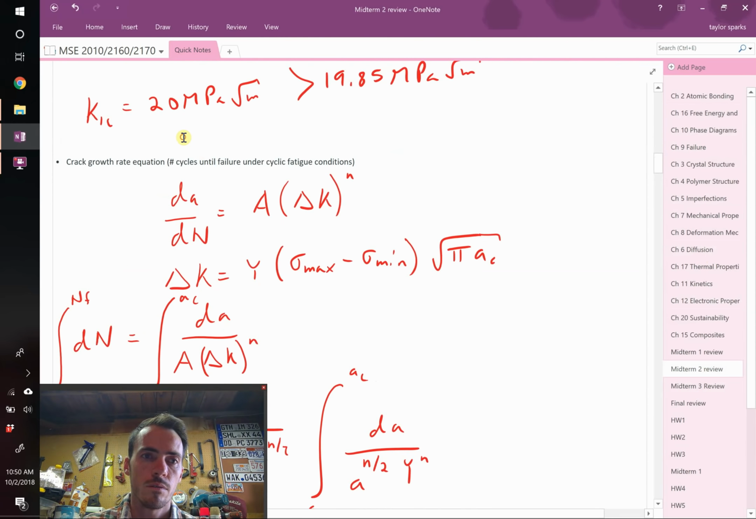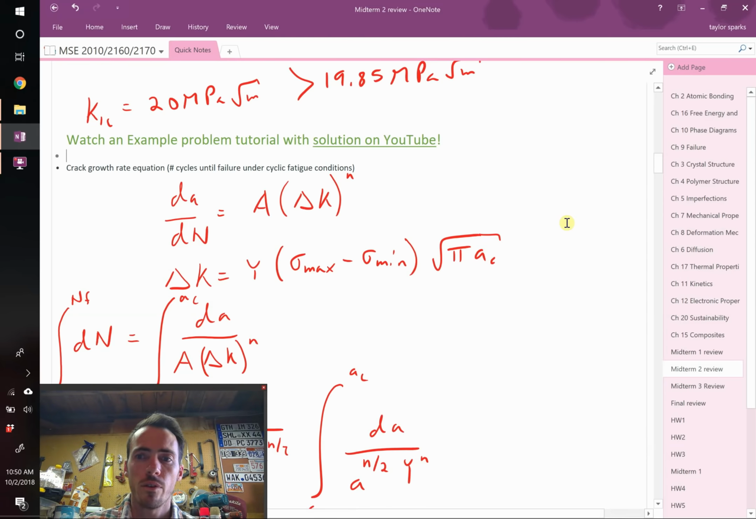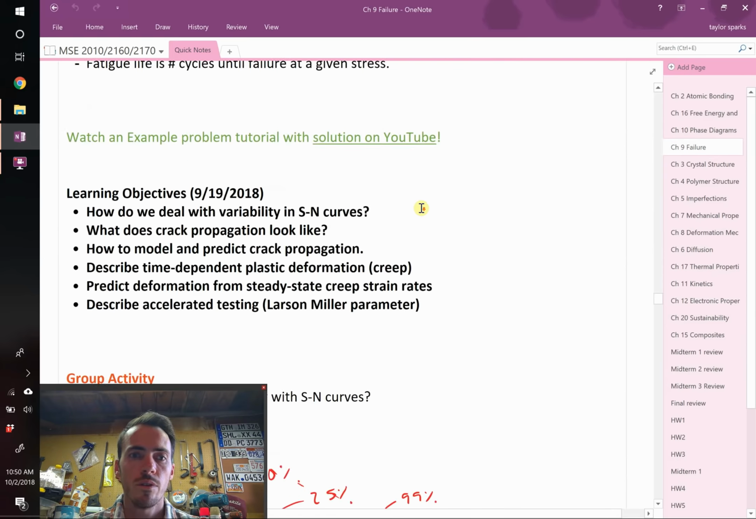So just put that right there. Okay, that's how you use Griffith fracture toughness, and then how to use the crack growth equation. We've got a video for it right here.